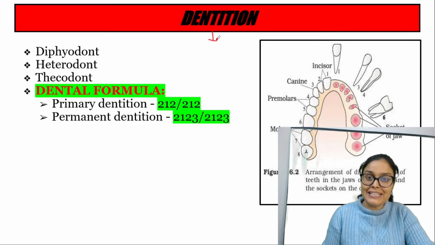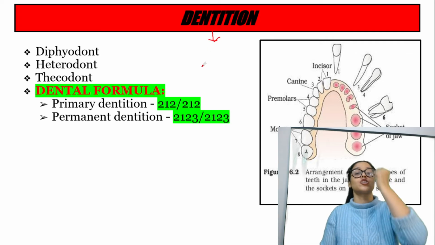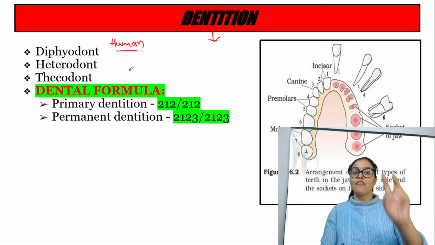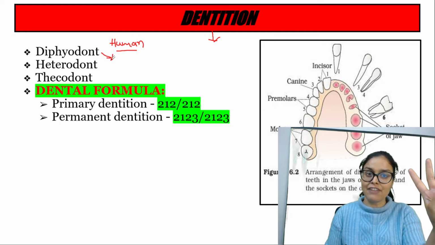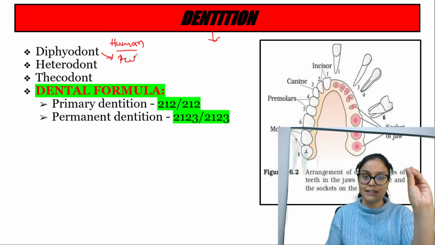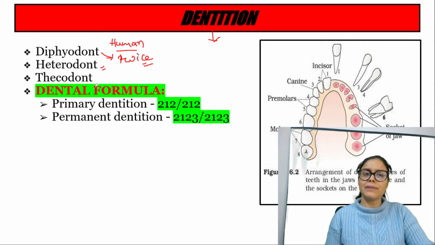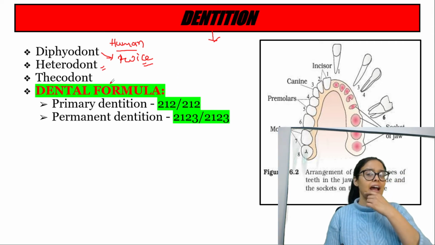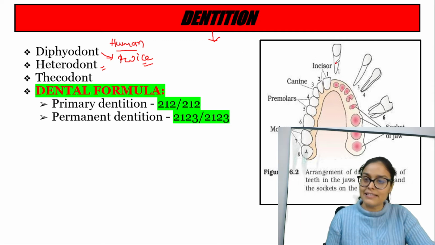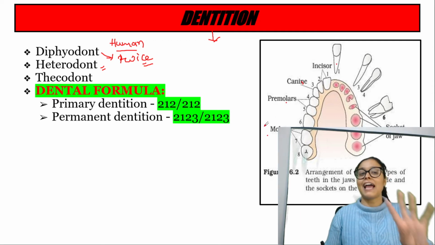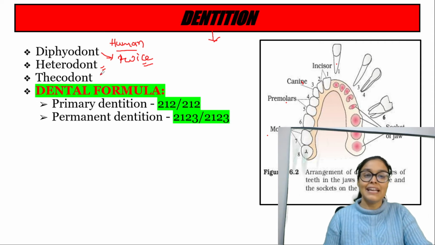And dentition means arrangement of teeth in the jaw socket. So we have to just discuss the human dentition. We are having diphyodont teeth. Diphyodont means that they grow twice in our life, right? Heterodont means we are having different types of teeth: incisors, canine, premolars, molars, 4 different types.